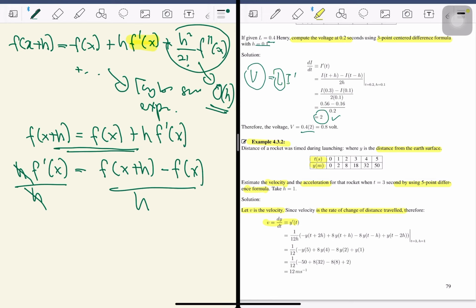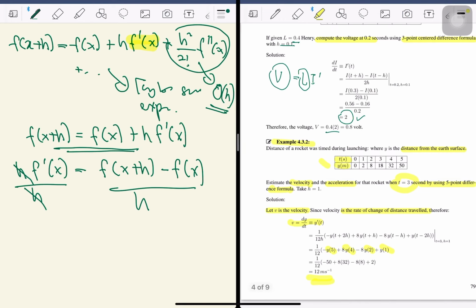From here, when you substitute the values of h and also t, because t is asked at t equal to 3, you will get y5, y4, y2 and y1. So these values you can get from this table, and from that you will get the final answer. It's just how we learn to use the formula, and how you apply it based on the given data.